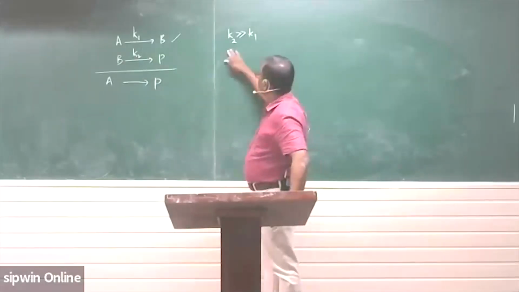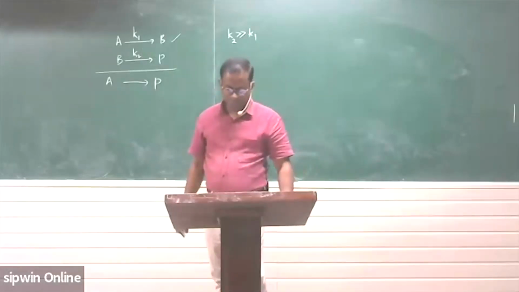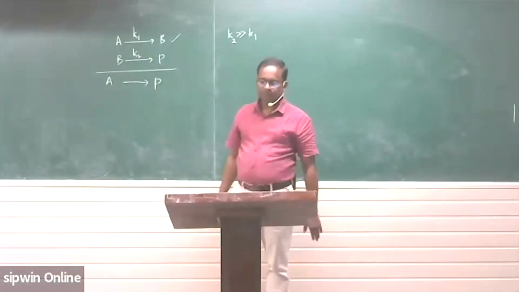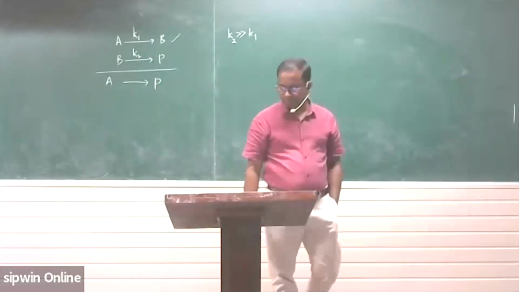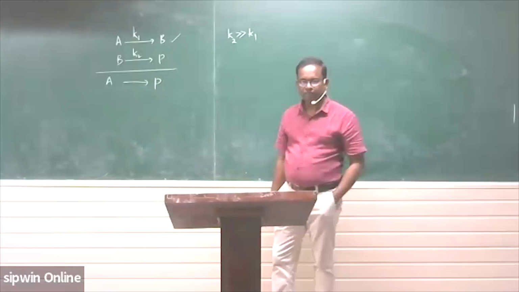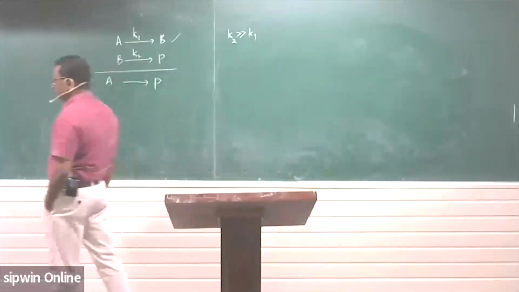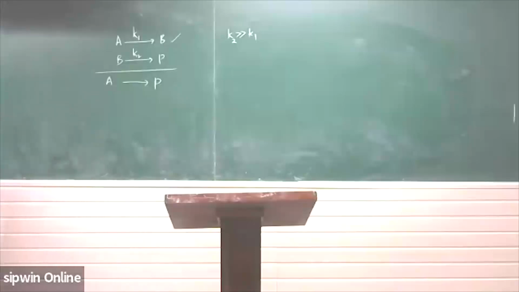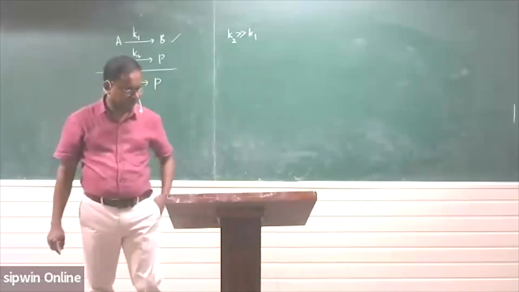Write: assume that k2 is higher than k1. Then the first step proceeds slowly, and the second step proceeds rapidly.